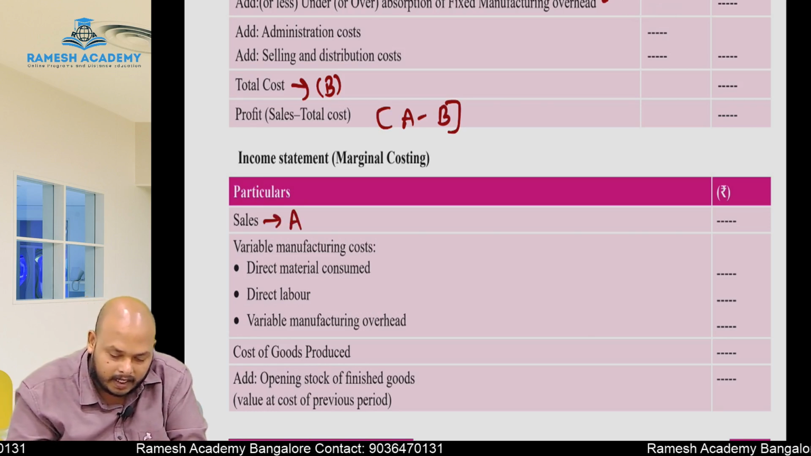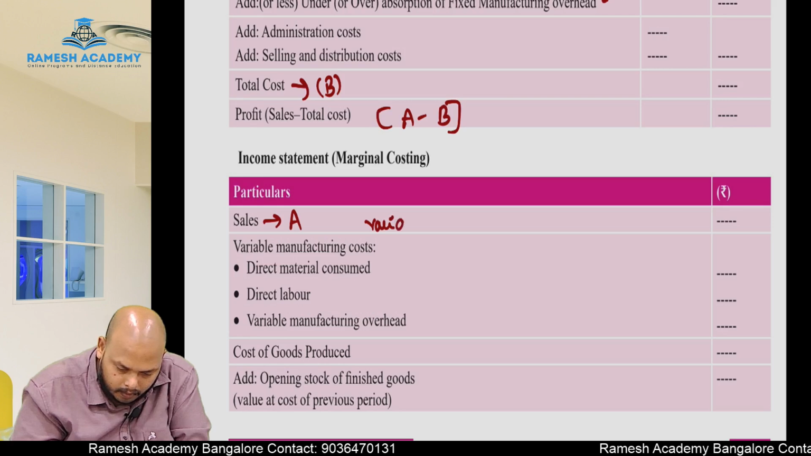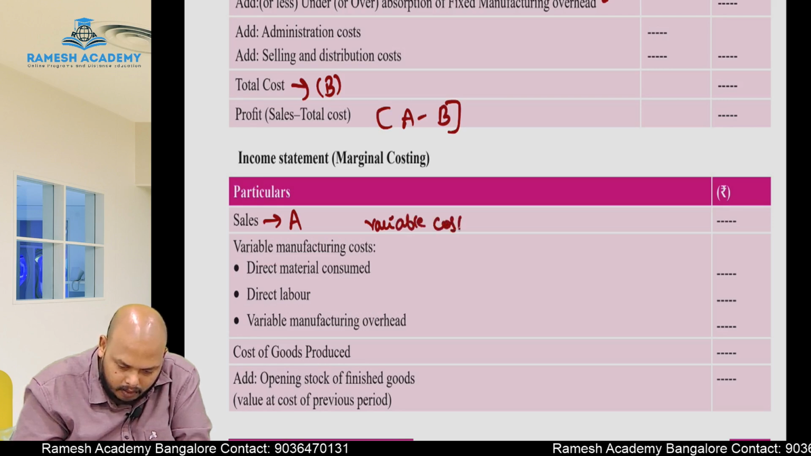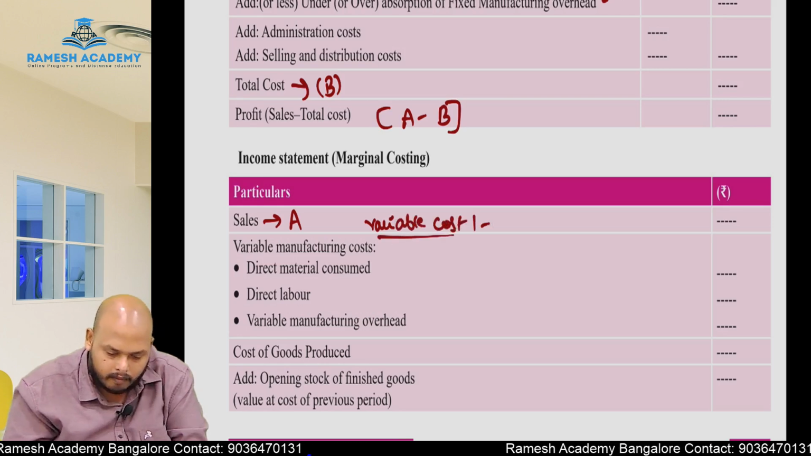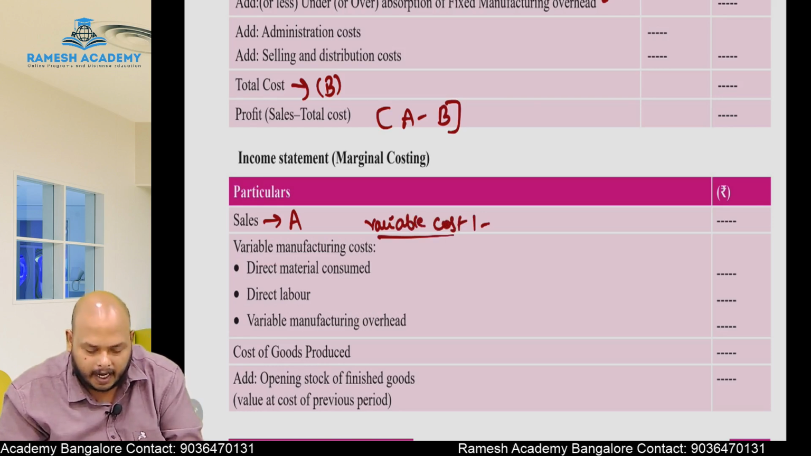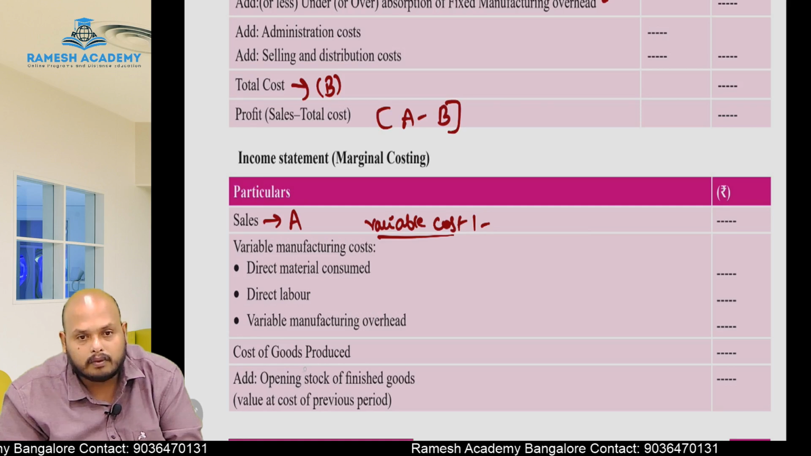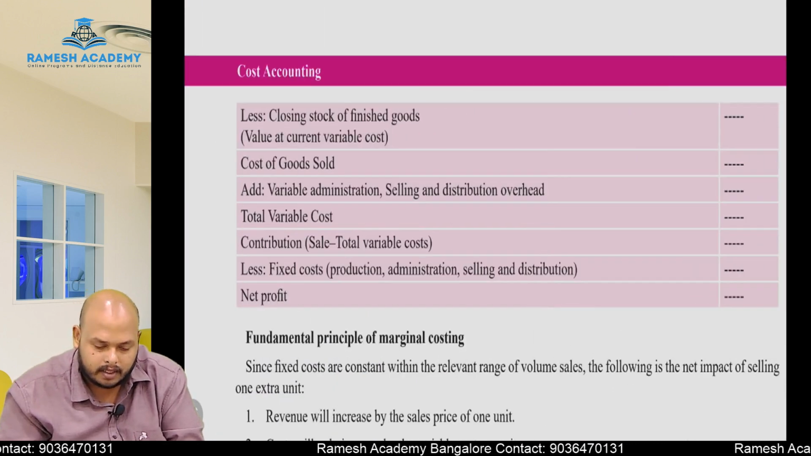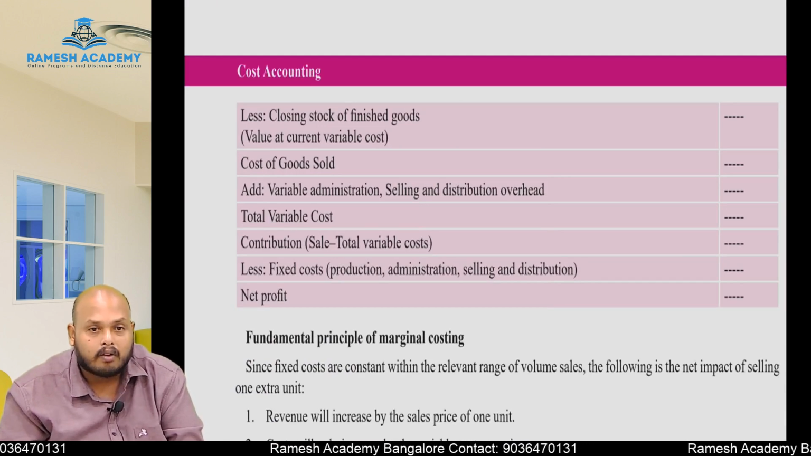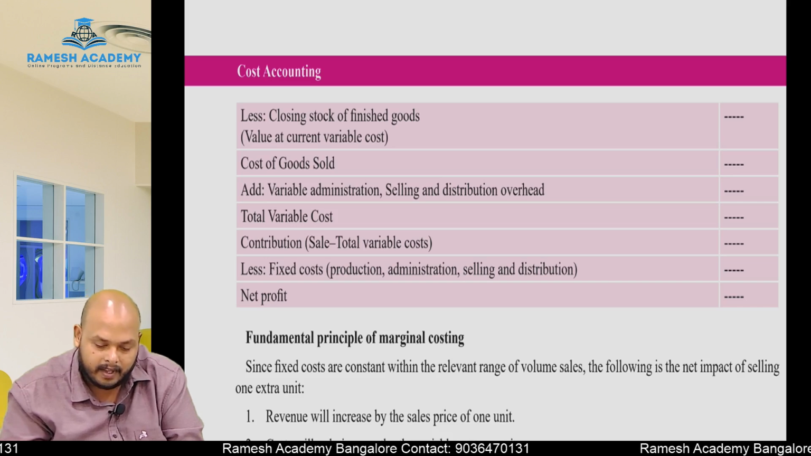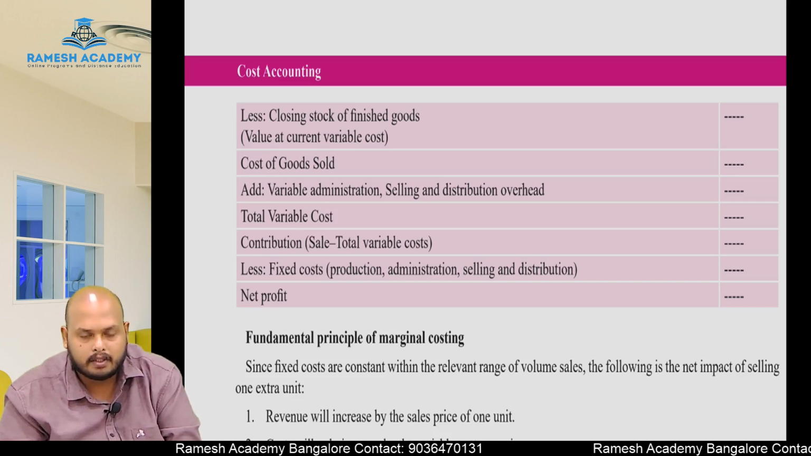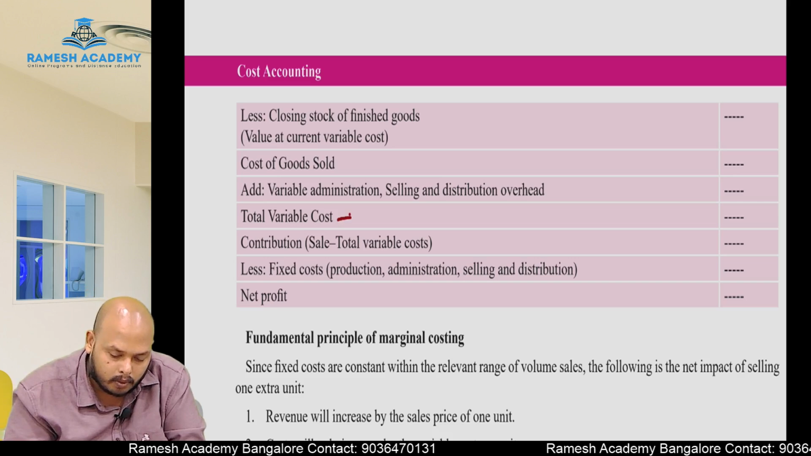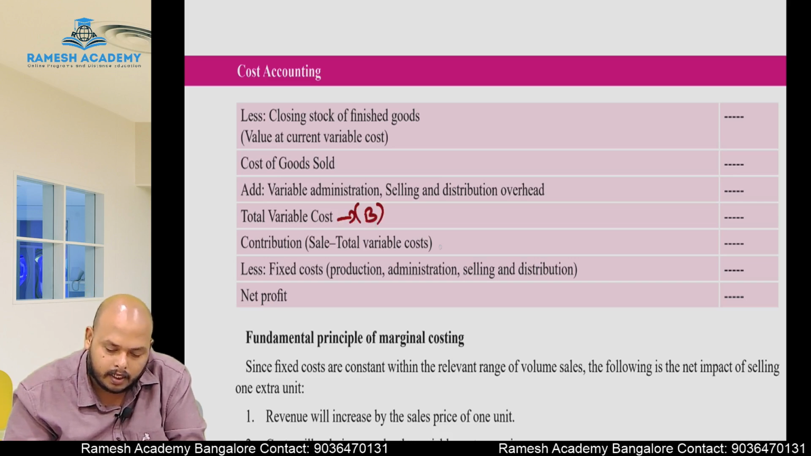Then we have to calculate variable cost. Okay? Variable manufacturing cost, if you calculate, then the resultant figure is the cost of goods produced. For that, add opening stock of finished goods less closing stock, the resultant figure is cost of goods sold. Add variable administration, variable selling and distribution overheads, then the resultant figure is total variable cost. This we have to treat as B.